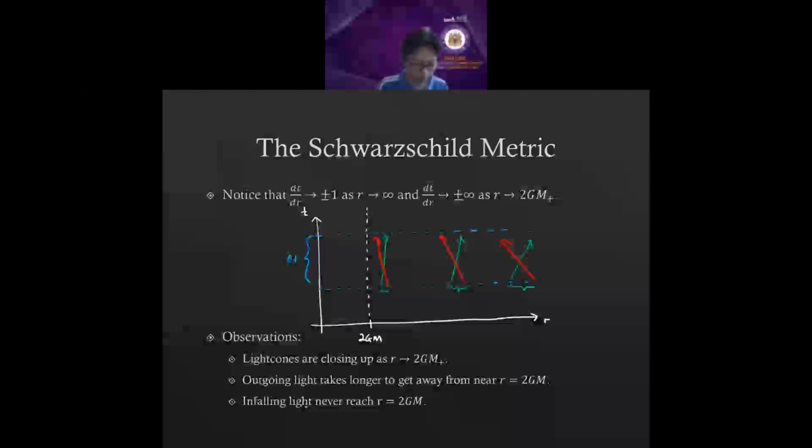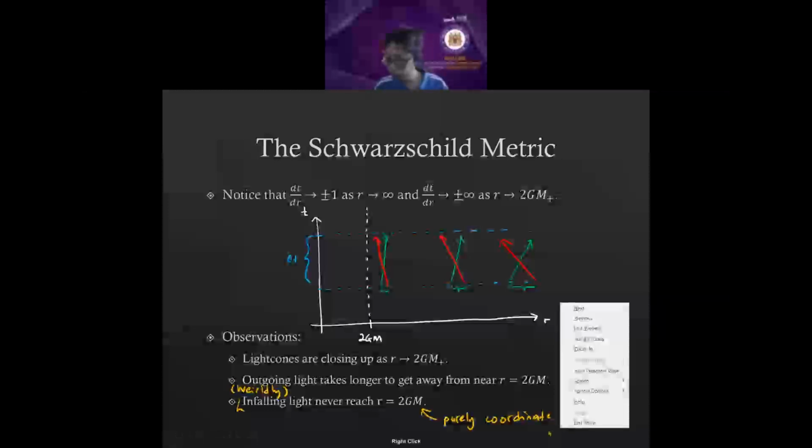And this one is actually something weird. So this is the weird D, right? The infalling light never reaches r equals 2GM. But this is not really a problem if you analyze it in a bit more detail. This is not really a problem because you are using a coordinate system that is not suitable. Purely coordinate.